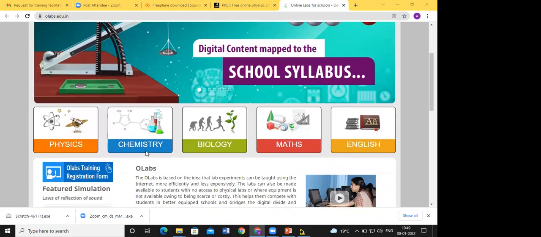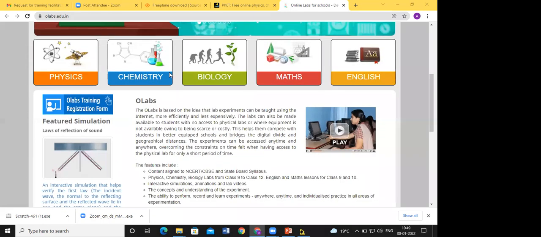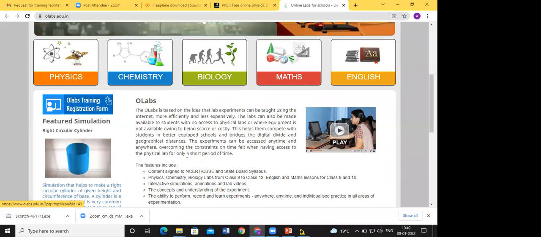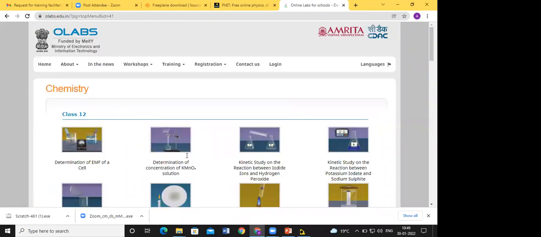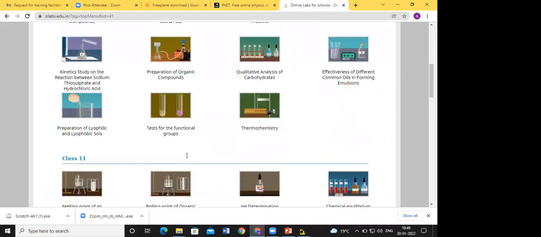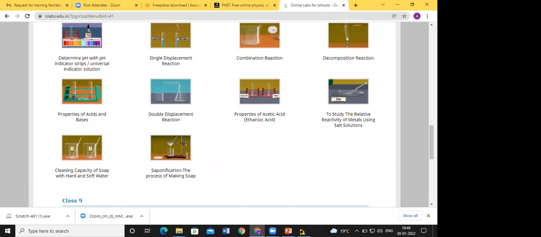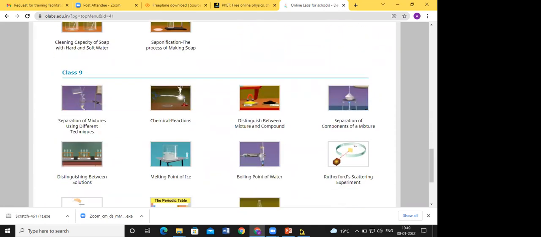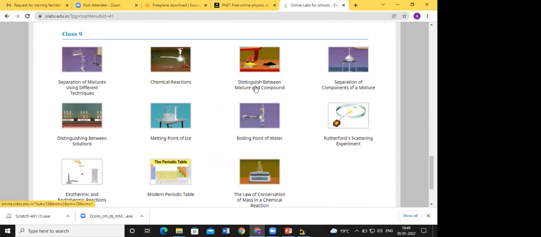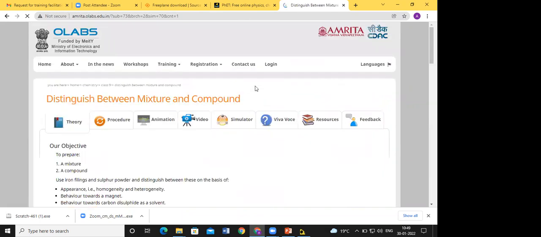So if you look at this one, here you will get the different subjects: physics, chemistry, biology, mathematics, and English. So let's see the chemistry. What is the best part in this one? The different concepts are given here. Suppose I take one of the things, that is, distinguish between the mixture and compound.